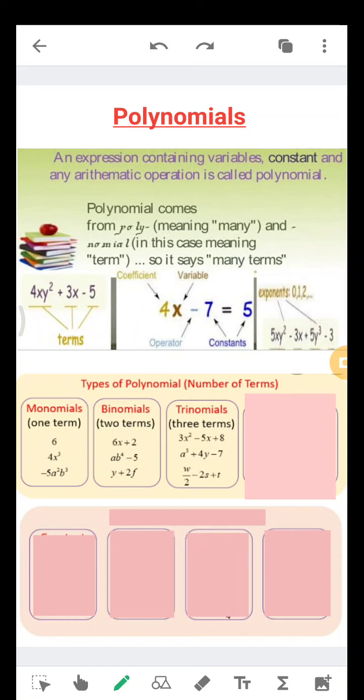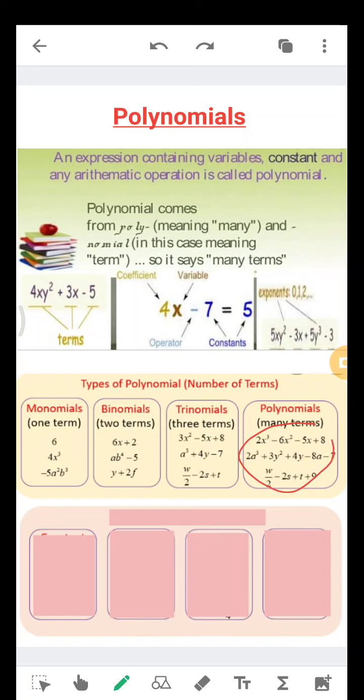Then what do you call an expression which has more than three terms, like 4 terms, 5 terms, 6 terms, or more than that? That is called a polynomial. Got it? So an expression which has more than three terms, there is no specific name for it, so we call all of them polynomials.